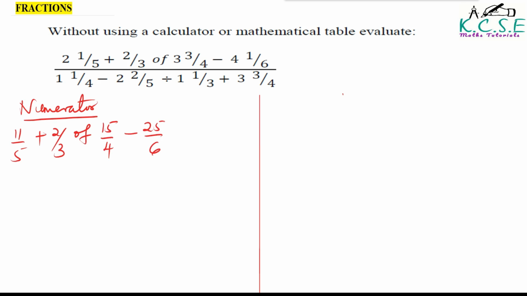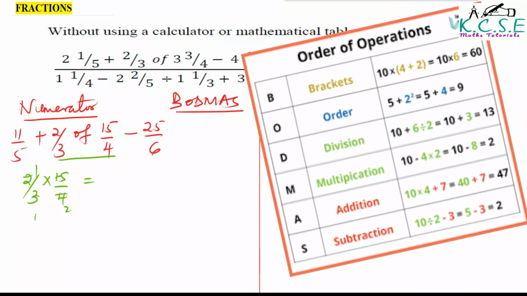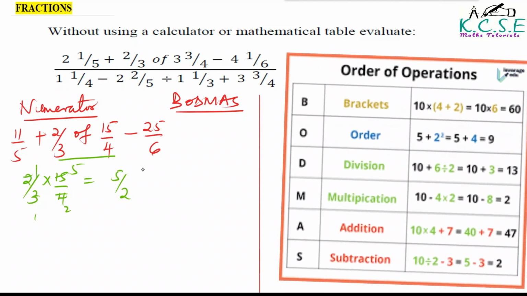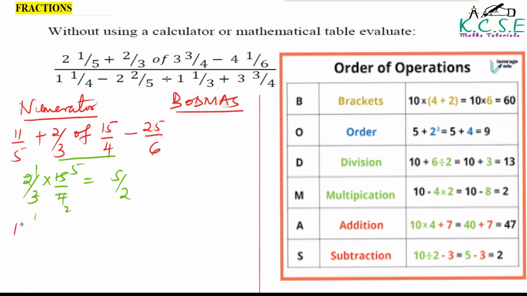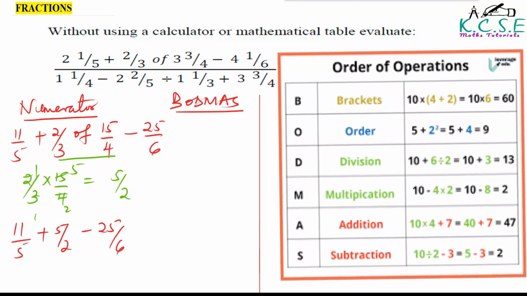Now you can see we have a mixture of signs. We have addition, we have of, and subtraction. Following the law of BODMAS, this is the order of operation that we should follow. And according to that, we should work out this part first, of. So 2/3 of means multiplication, 15 divided by 4. So 2 by 2 is 1, 3 by 3 is 1, 5. So this gives 5 over 2. Now let's insert it. 11 over 5 plus 5 over 2 minus 25 over 6.